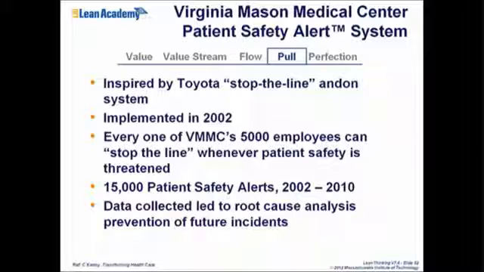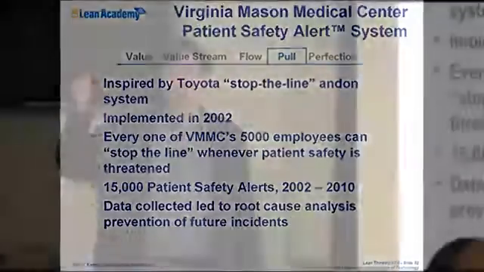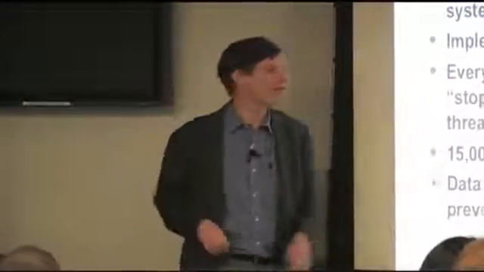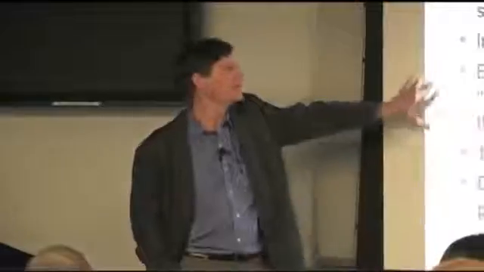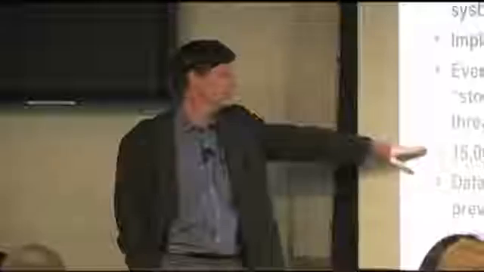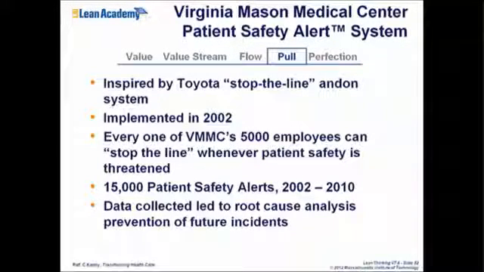Medical example: Virginia Mason Medical Center. They have essentially a policy that says that any of their 5,000 employees can declare an andon cord to action. They don't exactly stop seeing patients, but all attention is paid to this person. If there's a patient safety issue that needs to be dealt with immediately, they can get as much attention as they need. And this happens quite a bit, but it has also surfaced a lot of problems.